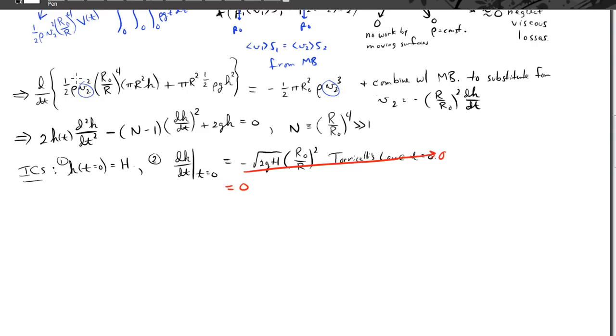So we're going to solve these expressions here. So here's our second order differential equation for h as a function of time with our initial conditions. H at time equals 0 is capital H, and the initial rate of change of the height of the free surface at time 0 we're assuming is equal to 0.